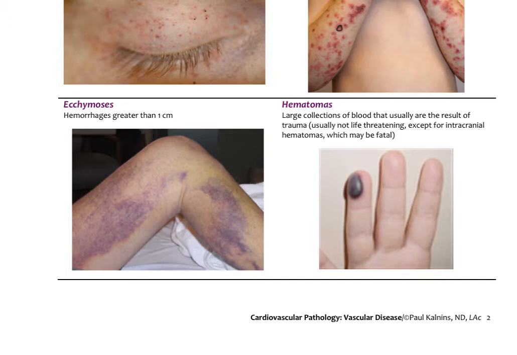And then hematomas are large collections of blood that are usually the result of trauma, usually not life-threatening except when they happen inside the skull, around the brain, and those can be fatal. So in the neurology section, we talked about intracranial hematomas, like a subdural hematoma. So here's an example of a hematoma in the finger. So just some important words and terms to have in mind as we discuss the different manifestations of vascular disease.